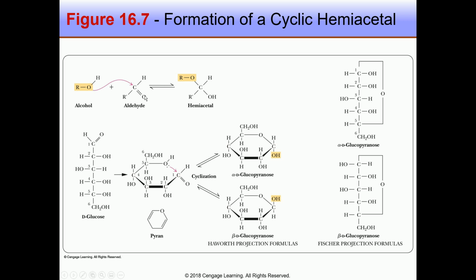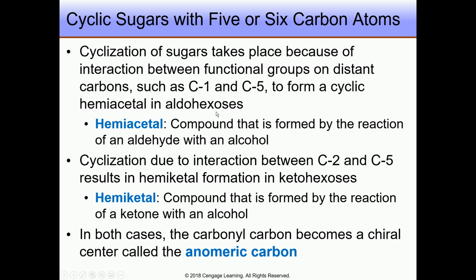So this is the way cyclization of these sugars can take place, and that results in the formation of a hemiacetal. And what is a hemiketal? It is due to the cyclization, the interaction of carbon number C2 with carbon number 5, and that results in the formation of a hemiketal. A hemiketal is a compound that is formed by the reaction of a ketone with an alcohol.